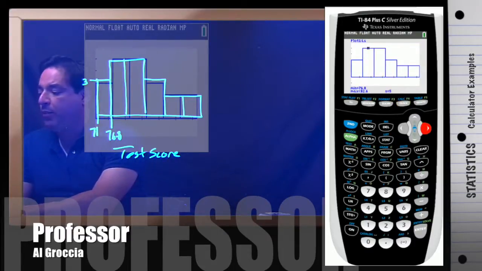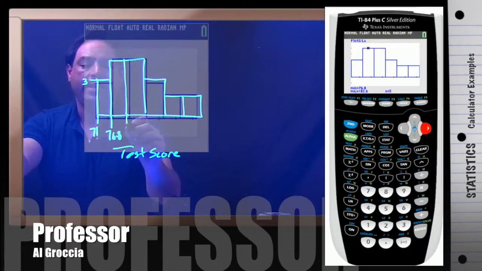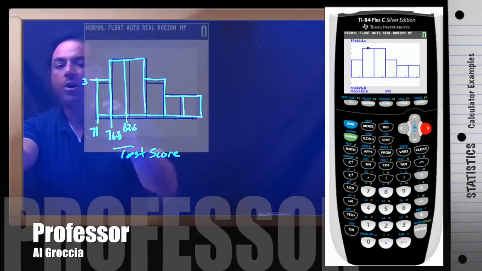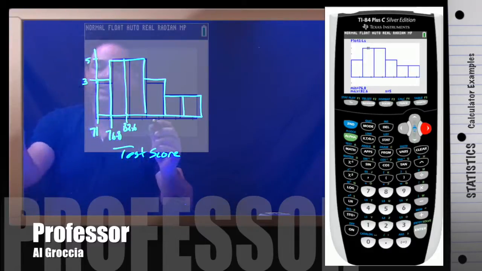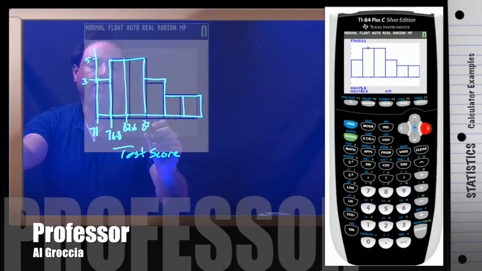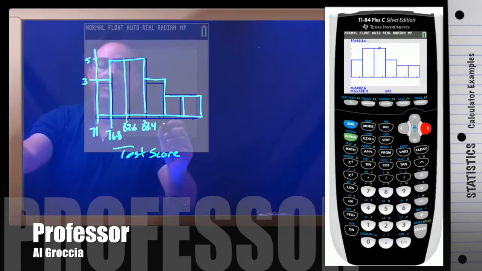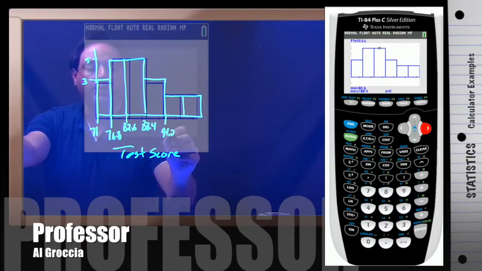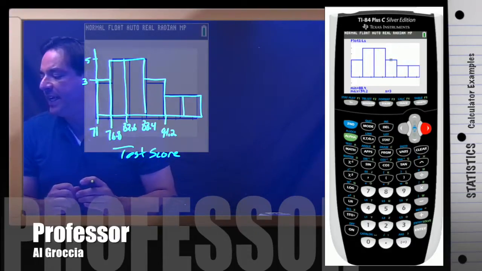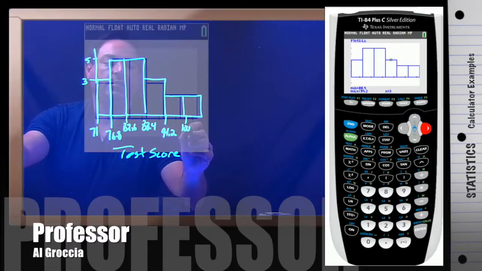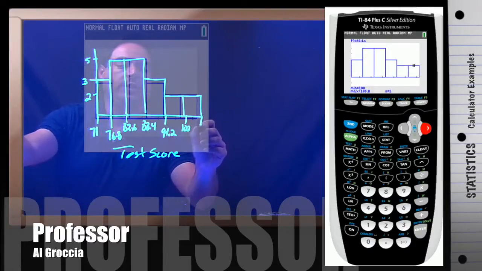To get to the next bar, we press to the right. That bar begins at 76.8 and ends at 82.6, and there are 5 students in that bin. Press to the right, begins at 82.6 and goes to 88.4. There are also 5 students in that bin. Press to the right again. Starts at 88.4, ends at 94.2. There are 3 students in that bin. The next bin starts at 94.2 and ends at 100. There are 2 students in that bin. Press to the right, 100 to 105.8.